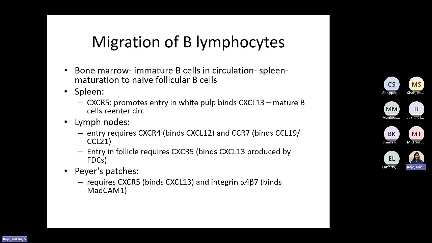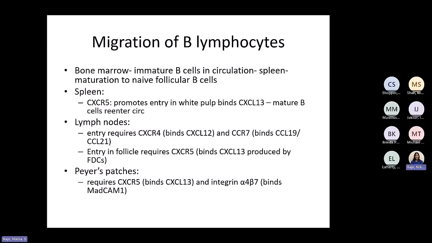They enter the lymph nodes using CCR7 on their surface. Because of that, they bind to CCL19 or 21 to enter the lymph nodes through the HEV. But then they also express CXCR4 on their surface that helps them go into the lymph nodes. They also express CXCR5, which is attracted towards CXCL13 that is present in the follicles, and the CXCL13 in the lymph nodes is produced by follicular dendritic cells.